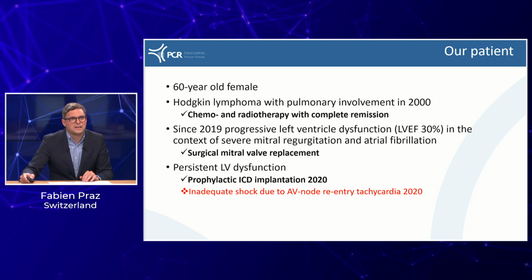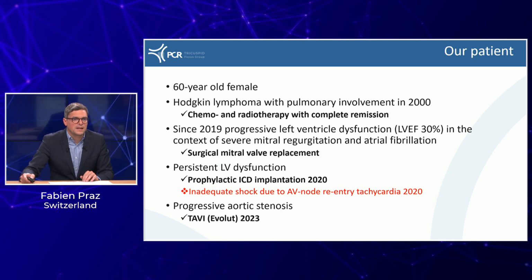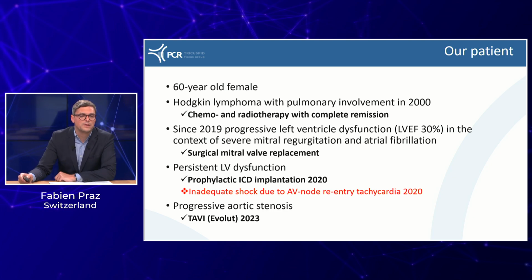And the patient had some complication with this ICD, in particular an inadequate shock due to an AV node re-entry tachycardia in 2021. And then the story goes again into valvular heart disease, probably also because of the radiation. And you see that the patient got a TAVI, an aortic valve replacement, in 2023. And so we are with this situation.